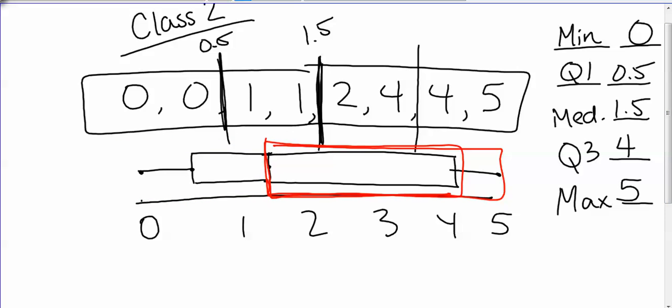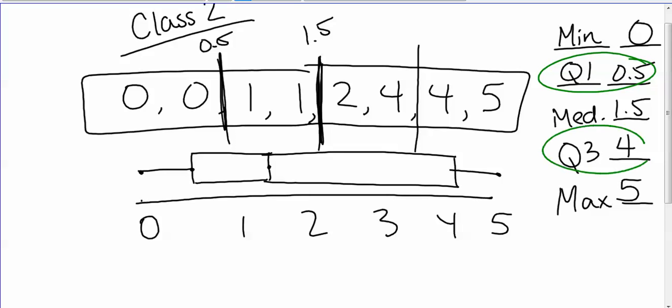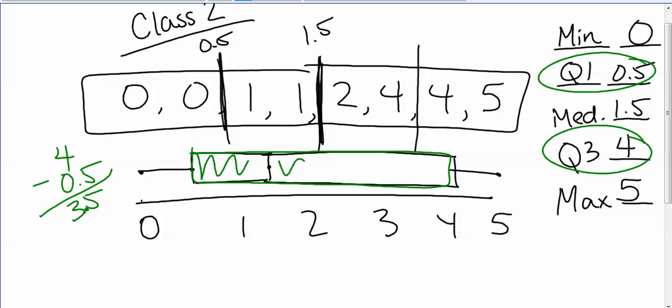So the question that we answered on Friday is, what is the IQR? The IQR means you take your Q1 and your Q3 and you find the difference between them. So Q3 is 4 minus 0.5, and you would get 3.5. So that's saying that this middle box, which you want to color in, is 3.5. That is the IQR.